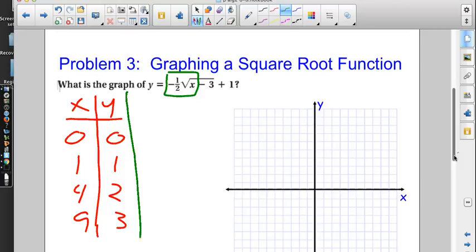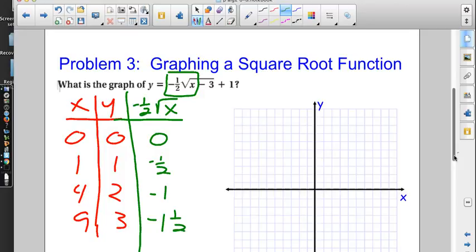So what I have to do is this. I need to know what's going to happen for negative 1/2 square roots of x. Now, how is this helpful? Because we already did the square root of x. That means all we have left is taking all of these times the negative 1/2, and we'll have the new shape. So 0 times negative 1/2 is still going to be 0. 1 times negative 1/2 will be negative 1/2. 2 times negative 1/2 will be negative 1. 3 times negative 1/2 will be negative 1.5.